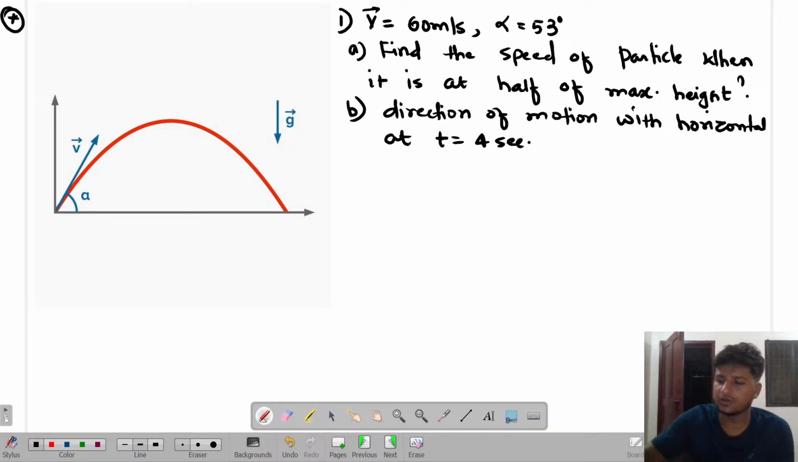Others, you guys, now you solve this question. Tell me what will be the answer. Find the speed of the particle when it is at half of the maximum height. Guys, which equation will I use? Yes, we can apply the work energy theorem. Definitely, we can apply the work energy theorem. Okay.